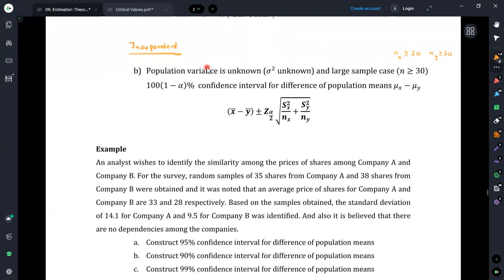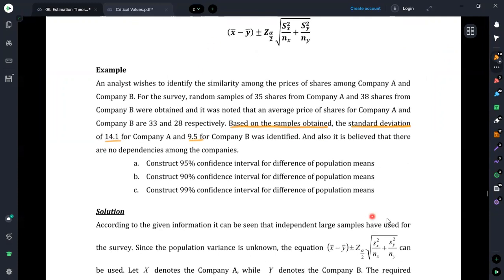Then it says that based on the samples obtained, they have obtained the standard deviation. It means that there is no sense regarding the population standard deviation or population variance. Based on the samples obtained, they are obtaining the standard deviations as 14.1 and 9.5. Then we are asked to construct the confidence interval, but it is also believed that there are no dependencies.